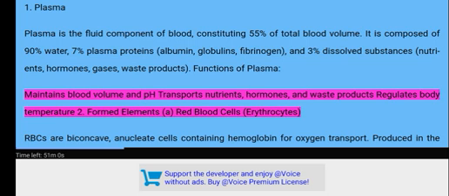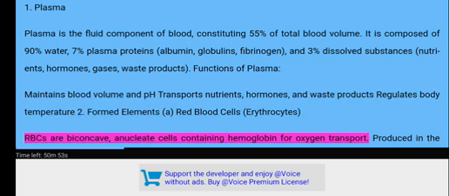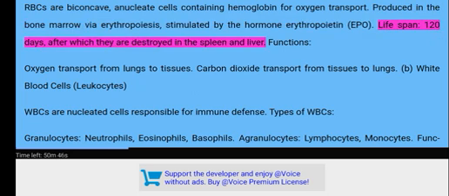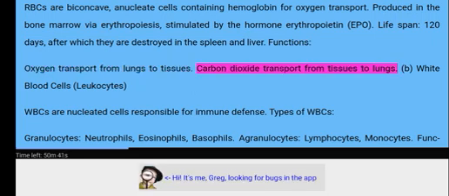2. Formed elements. A. Red blood cells (erythrocytes): RBCs are biconcave, anucleate cells containing hemoglobin for oxygen transport. Produced in the bone marrow via erythropoiesis, stimulated by the hormone erythropoietin (EPO). Lifespan: 120 days, after which they are destroyed in the spleen and liver. Functions: oxygen transport from lungs to tissues, and carbon dioxide transport from tissues to lungs.